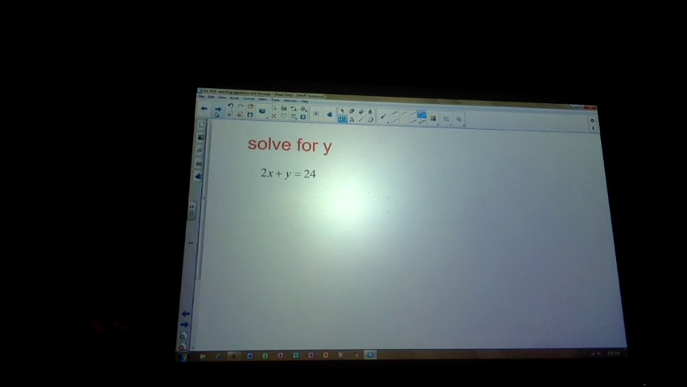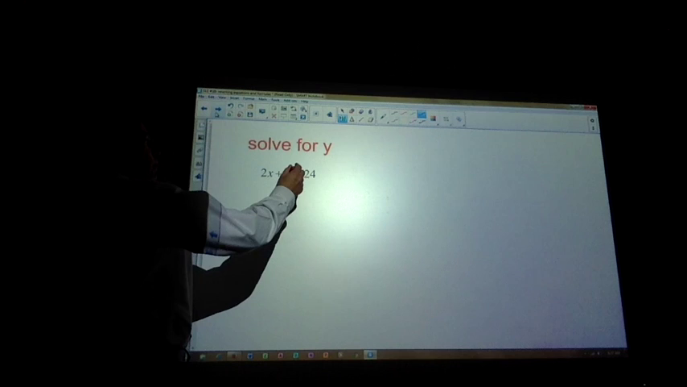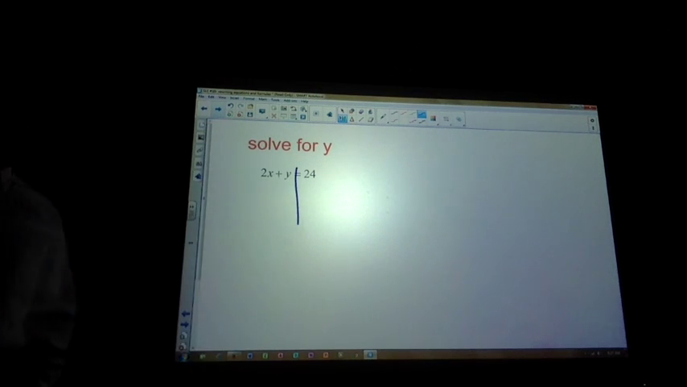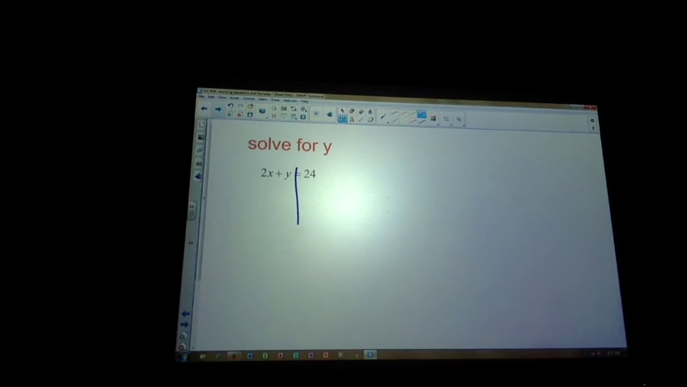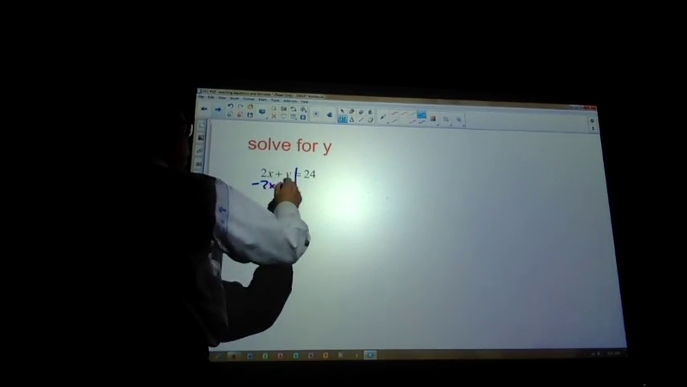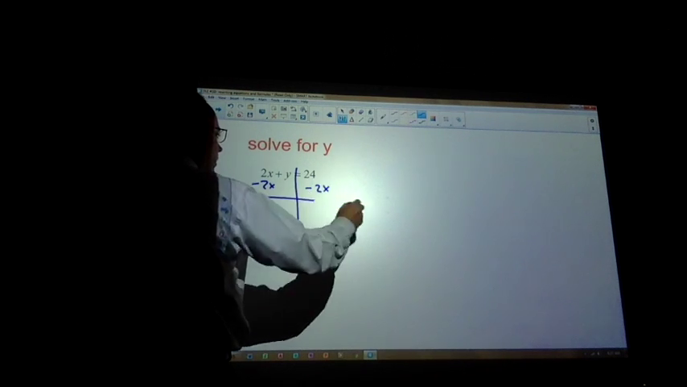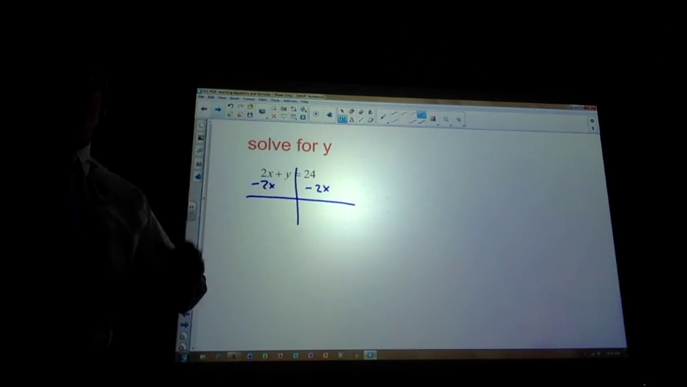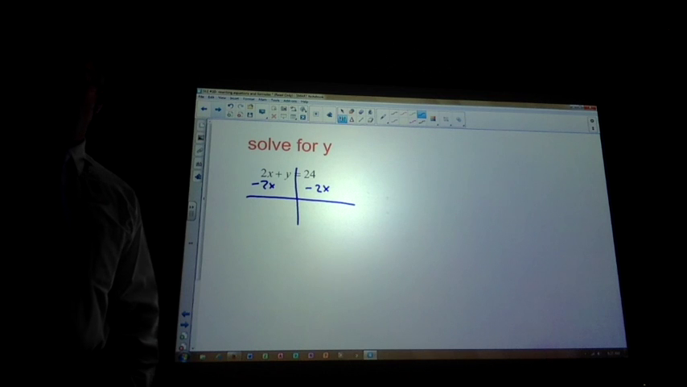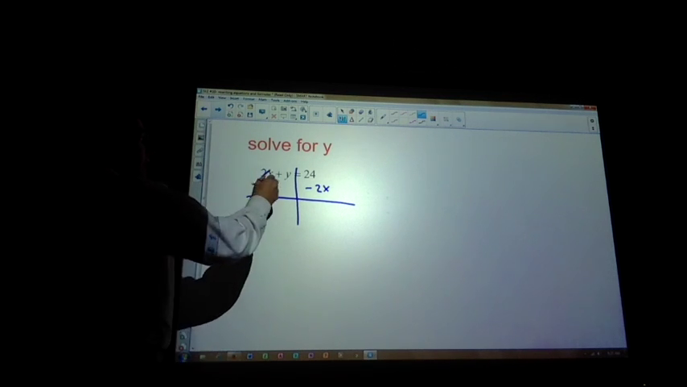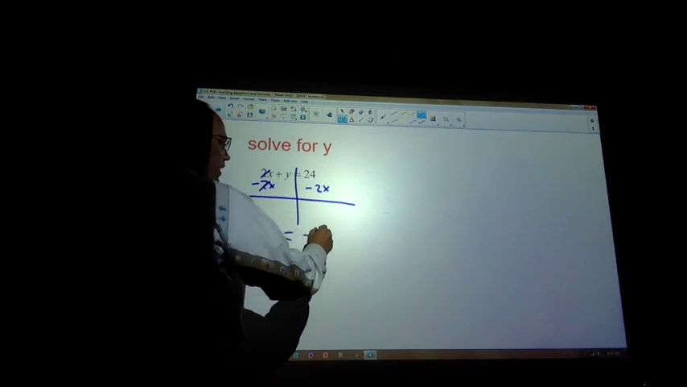So solve for y. We want to get y all by itself. Show me your hand if you know what that first step is going to be. If I want to get y by itself. Yes, ma'am. Subtract 2x from both sides. I like it. Now, can 24 and 2x combine together to become something different? No, so that cancels that. So it gets me y equals negative 2x.